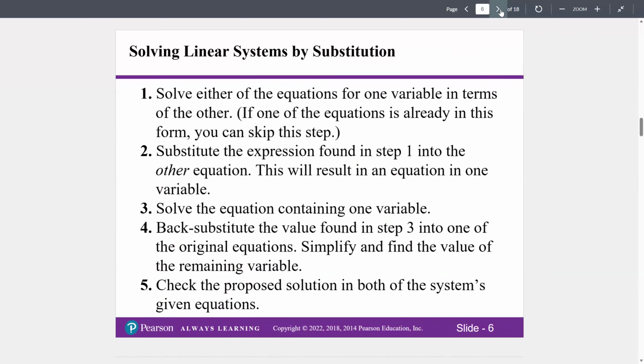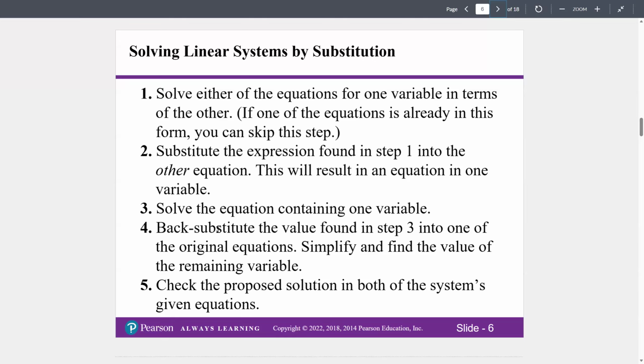So we're going to solve a system of linear equations using the substitution method first. To solve, we first solve one of the equations for one variable in terms of the other, so we take one equation and solve for x or solve for y. And then we are going to substitute the expression found in our first step into the other equation. So never substitute into the same equation. It always has to be the other one. We're going to solve the resulting equation containing one variable.